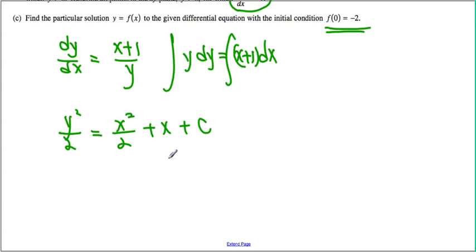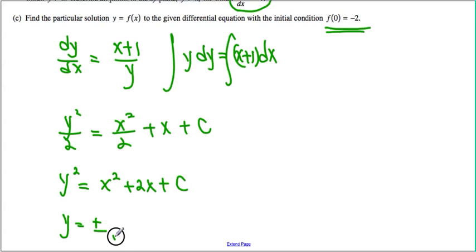Now, then what happens? Yes, we can multiply everything by 2. Then we have y squared is equal to x squared plus 2x plus c. Notice this c is not necessarily equal to the earlier c because we multiplied by 2. So we can call this one c1 while this one is c2. But for convenience's sake, we just call this c, the unknown. Then y has to be equal to positive or negative, which we do not know yet, the square root of x squared plus 2x plus c.